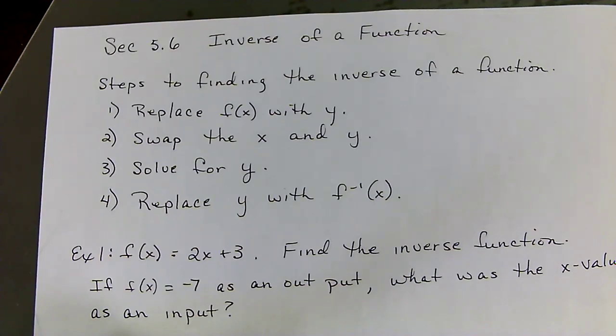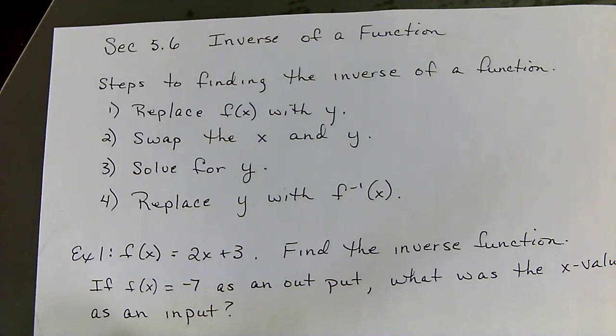The third step is where all the work, if there is work, is going to be, because you have to take your new equation and solve it for y. So that means that you're going to get y on one side of equals all by itself. And then the very last step, that y that you solved for, you're going to replace it with f inverse.